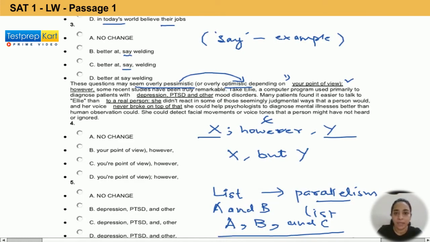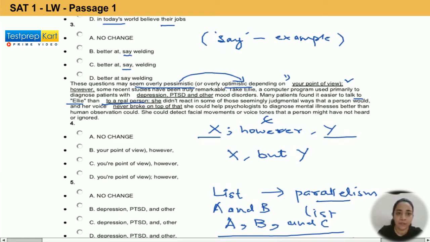So here we are saying many patients found it easier to talk to Ellie than to a real person. Now see, here we have parallelism going here: found it easier to talk to X than to Y. This part looks okay. And then we have a colon. Now, colon is used when you are either expanding on the first part, giving some sort of a list after that, or giving some sort of an emphasis, right?